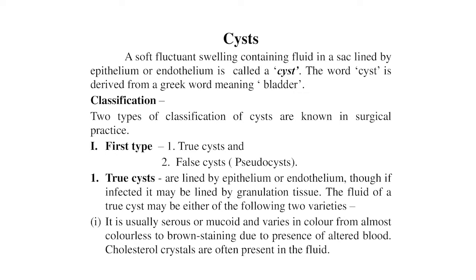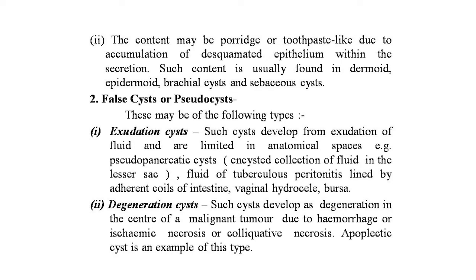True cysts are lined by epithelium or endothelium. Though if infected, it may be lined by granulation tissue. The fluid of true cyst may be either of the following two varieties. First, it is usually serous or mucoid and varies in color from almost colorless to brown staining due to the presence of altered blood, and cholesterol crystals are often present in the fluid. And second, the content may be porridge or toothpaste-like due to the accumulation of the desquamated epithelium within the secretion. Such content is usually found in dermoid, epidermoid, branchial cyst and sebaceous cyst.